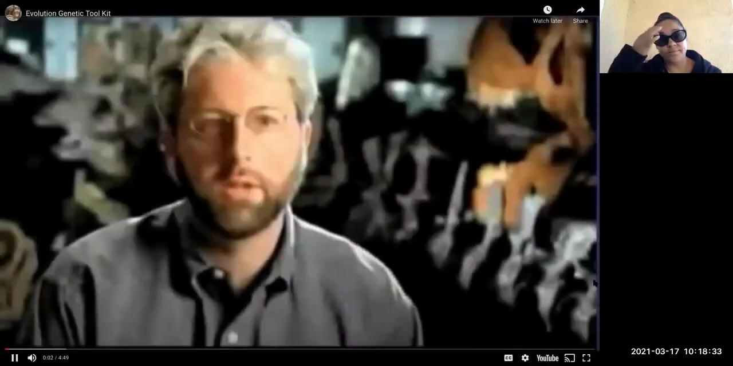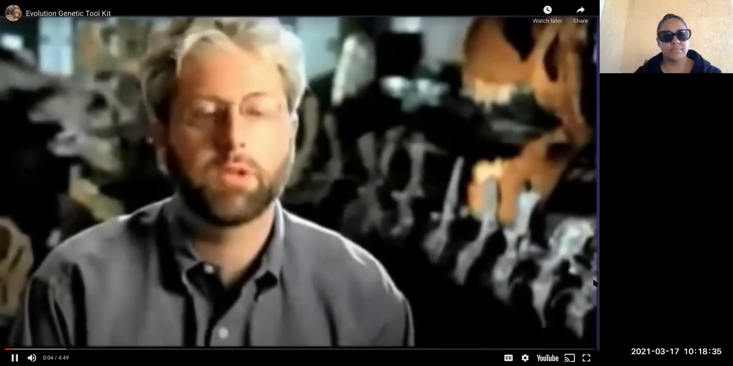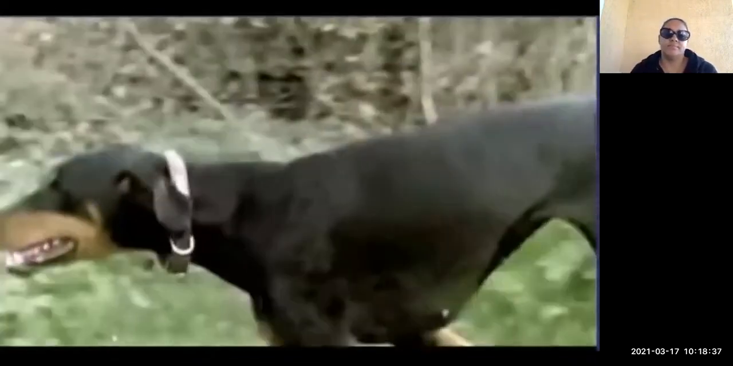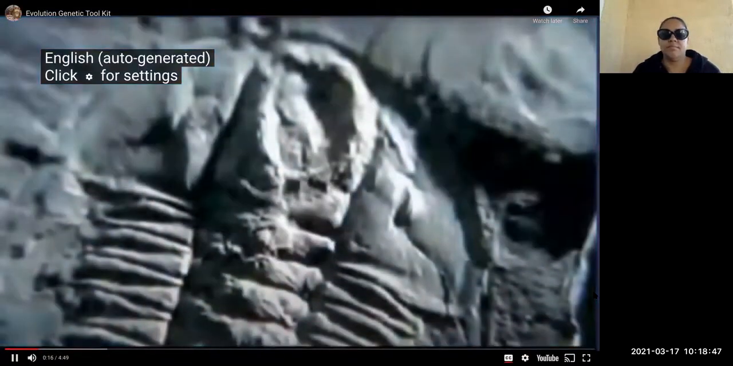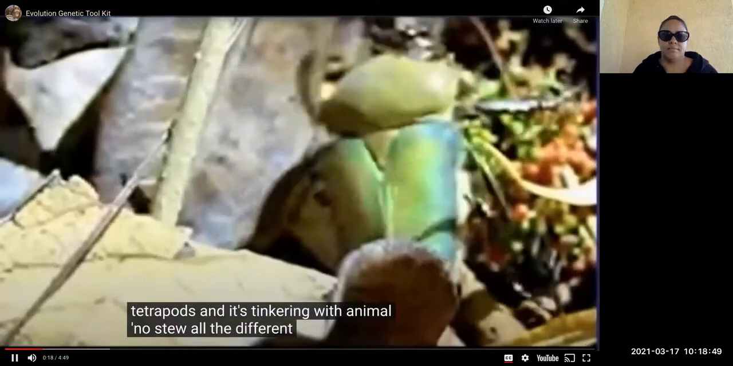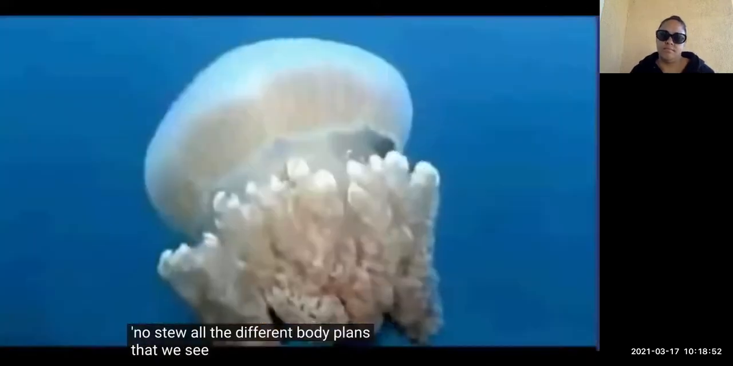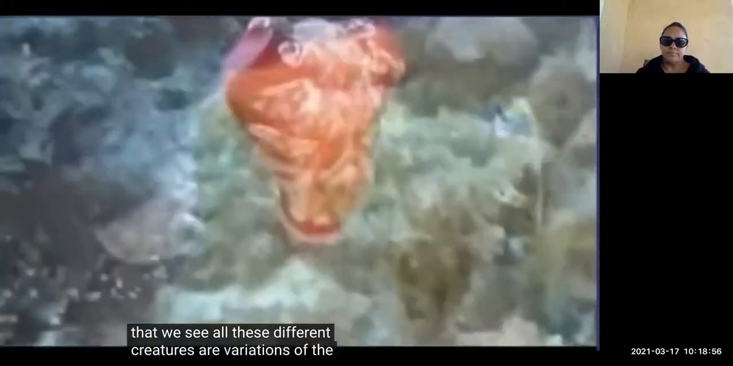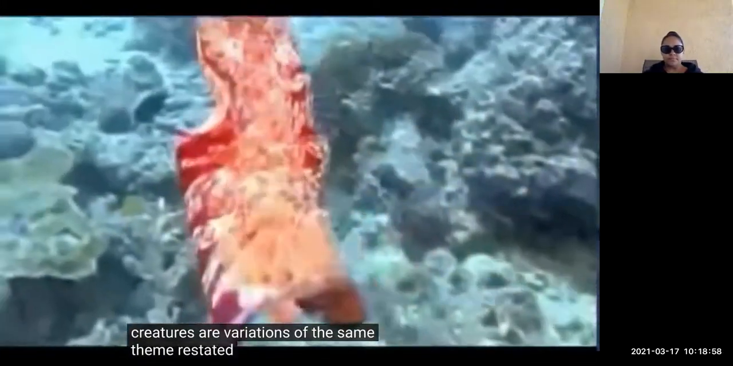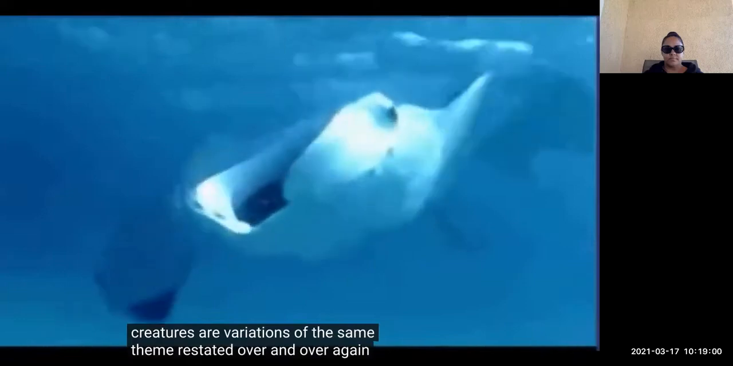So what do we learn by looking at 600 million years of animal history? Evolution's tinkering with mammalness to make whales. In the same way, it's tinkering with fishiness to make tetrapods. And it's tinkering with animalness to make all the different body plans that we see. All these different creatures are variations of the same theme, restated over and over again.